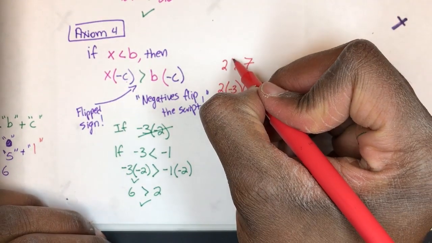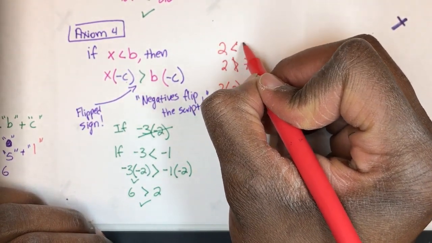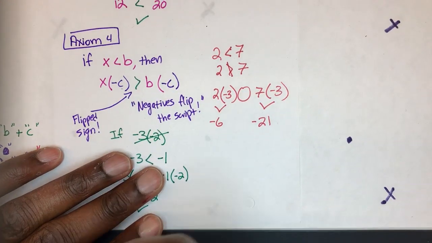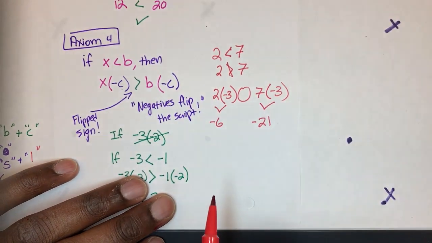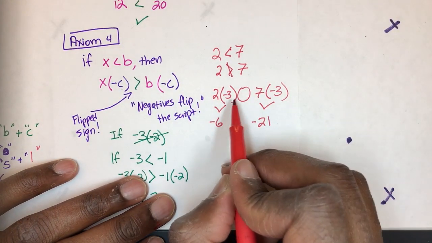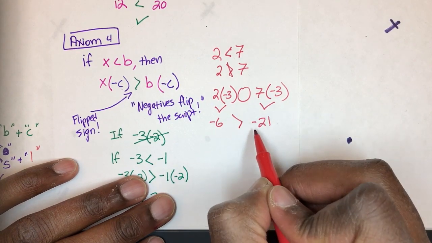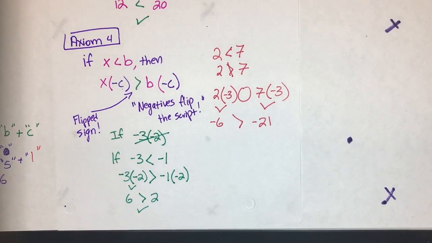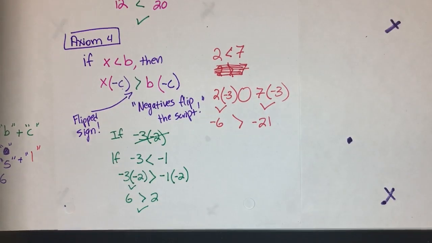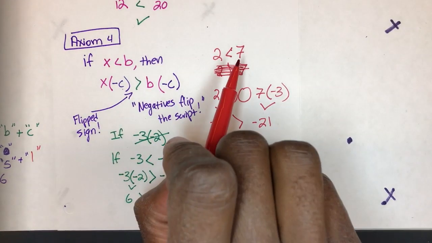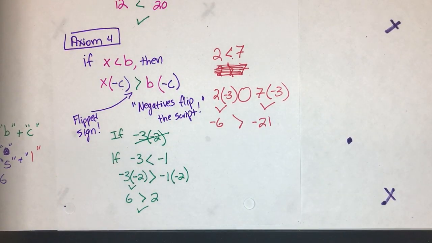Oh, we didn't do that right. Here we go. That's why. Sorry, long pause. It should have been written 2 less than 7. My bad. So now there we go. If 2 is less than 7, you multiply by the same negative number. It is true, there we go, that -6 is greater than -21. So ignore that nonsense. You see I paused? Because I was like, wait a second, this doesn't make sense, because my signs were flipped. All right.